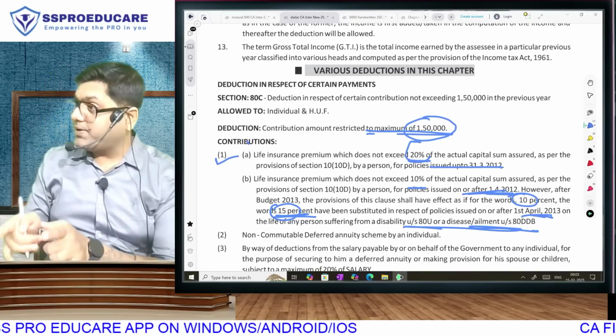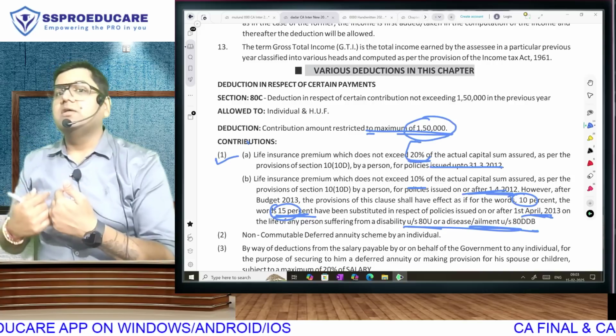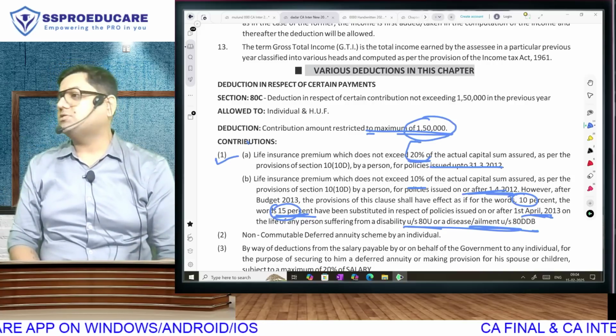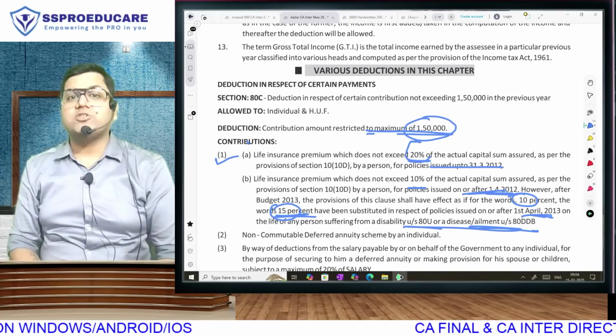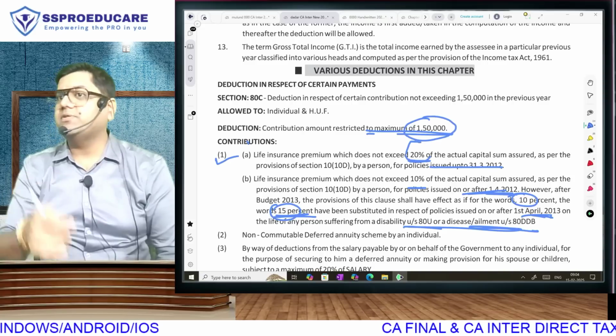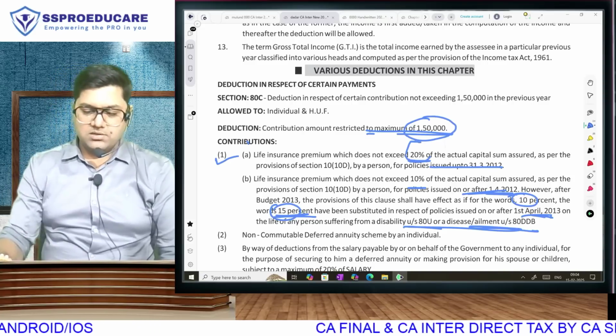So when you pay premium, at that time also there is a limit for deduction. And when you receive maturity, that exemption will also depend on whether it was within the limit or not. That section was the exemption of maturity. And this is the deduction of the premium that you are paying. You understand the difference now? Okay. Next.